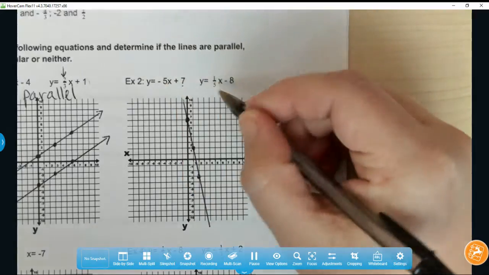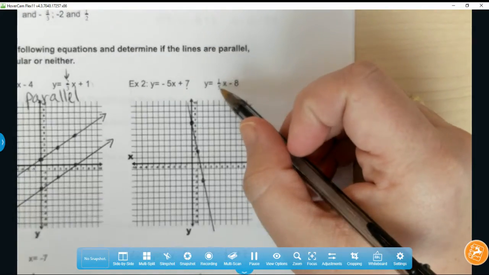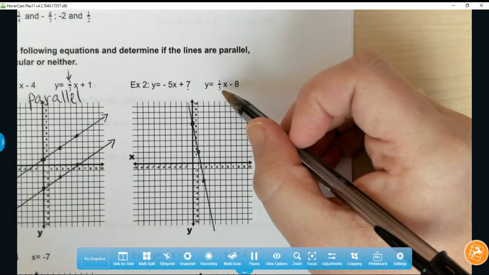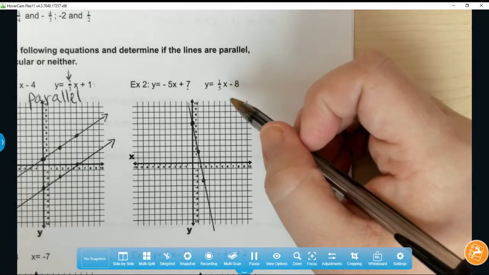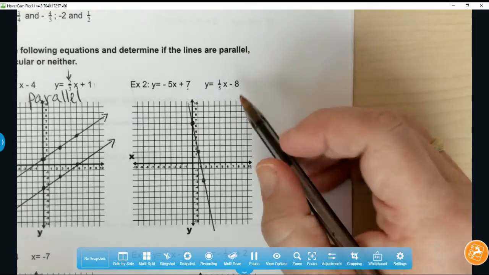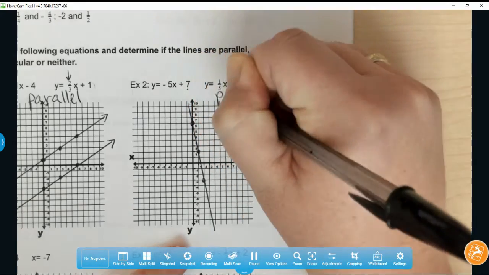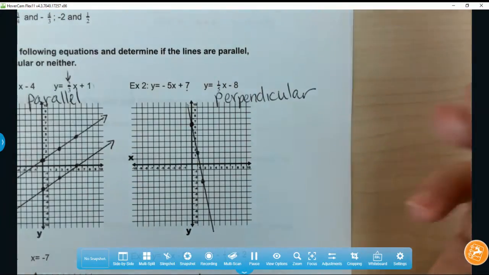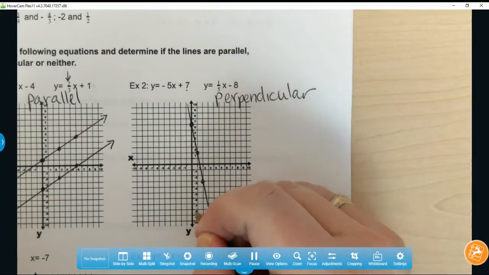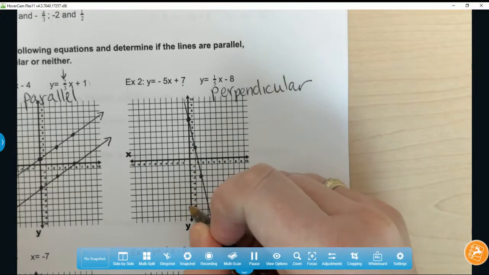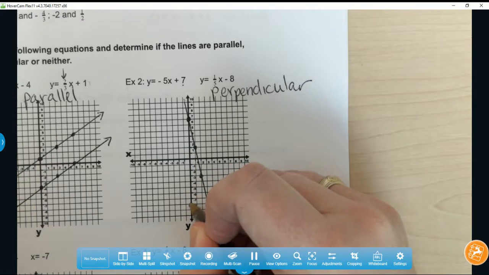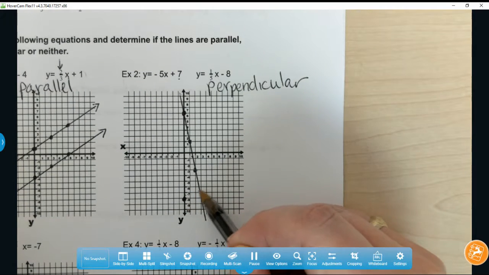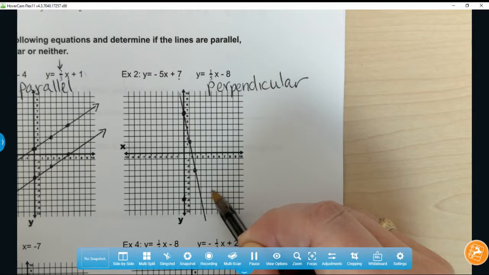So that slope's -5. When I look at my second line, positive, so opposite, 1/5. So that would be that opposite reciprocal, the switch and flip. So I'm thinking perpendicular when I look at those slopes. When I put it on the graph, I'm at -8. Going up 1, and over 1, 2, 3, 4, 5.